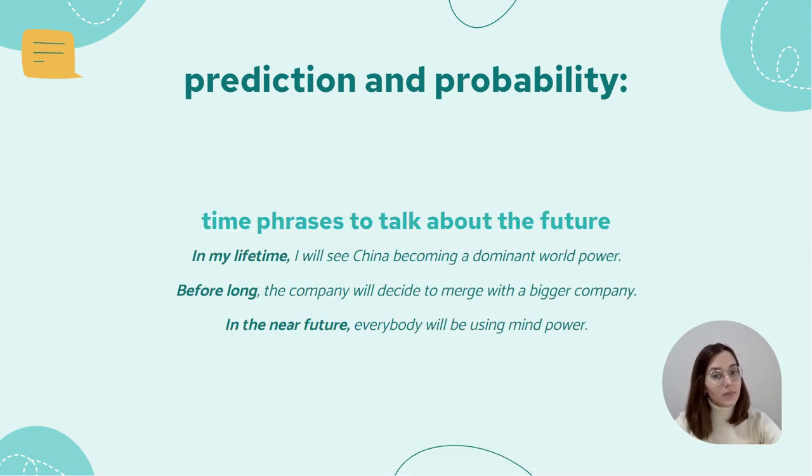Now, some typical time phrases to talk about the future include in my lifetime, we will see China becoming a dominant world power. Before long, the company will decide to merge with a bigger company. In the near future, everybody will be using mind power. These are all referring to the future, but the rather near future. So it's a prediction.